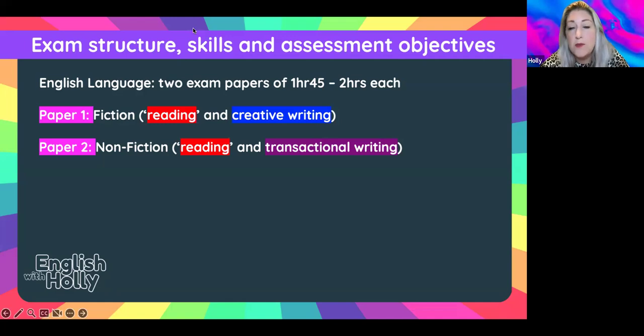Paper 1 will involve some creative writing, and paper 2, transactional writing. Creative writing will be a description, a creative description or a short story. And transactional writing is things like speeches, letters, newspaper articles, things like that.